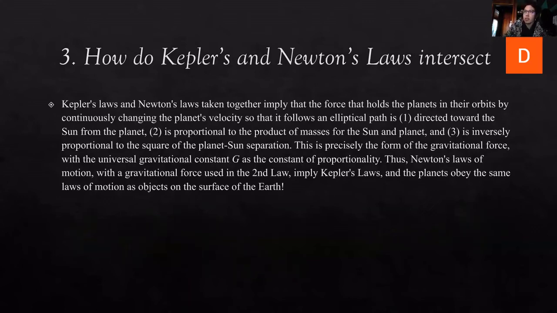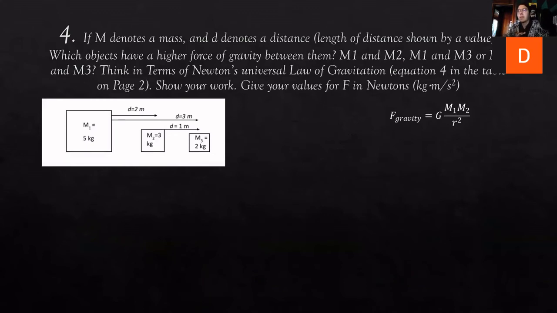All right, so now I want you guys to try two more math problems for me. The first one is, if m denotes a mass, so here we have m1, m2, m3, and d denotes our distance. So while I use d here, in our equation it's going to be r.